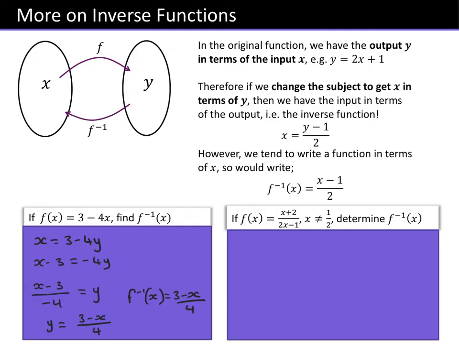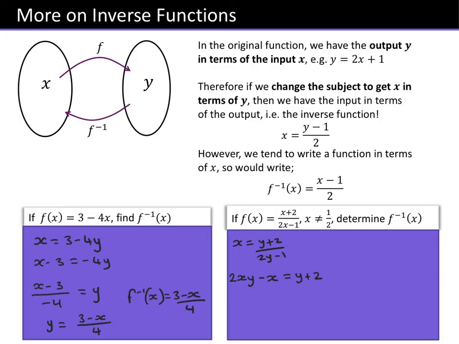Okay, for the second one, we're going to start with the same. We're going to have x equals y plus 2 over 2y minus 1. So if we want y equals and we've got two y's, we need to make sure they're all on one side of the equation so we can factorize it out. So I'm going to multiply both sides by 2y minus 1. I'm going to get 2xy minus x equals y plus 2.